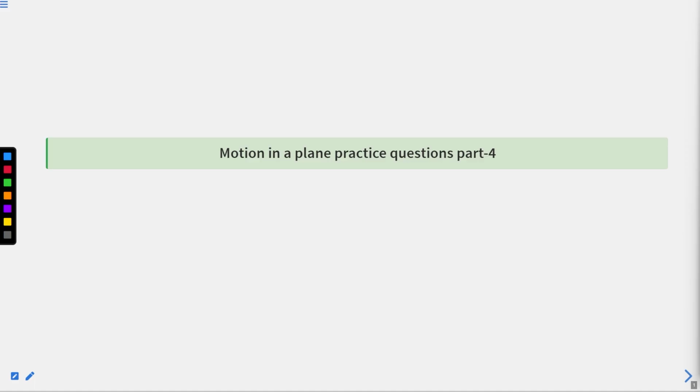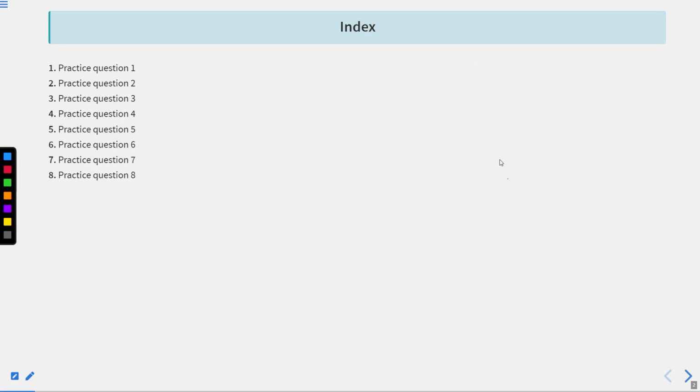Hello students, in today's lecture we will solve practice questions based on motion in a plane, part 4. In this lecture we will solve 8 practice questions.